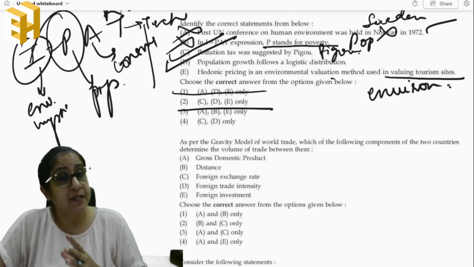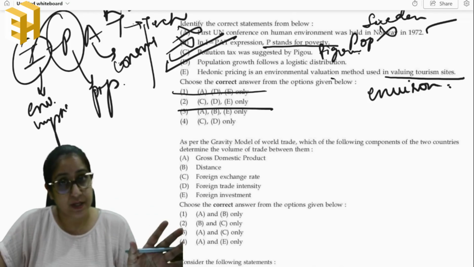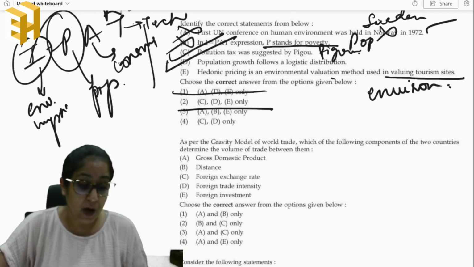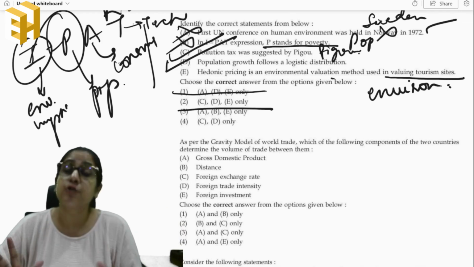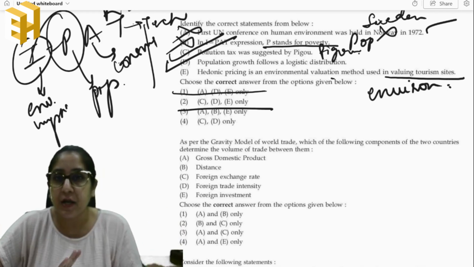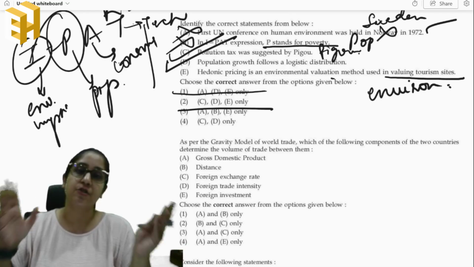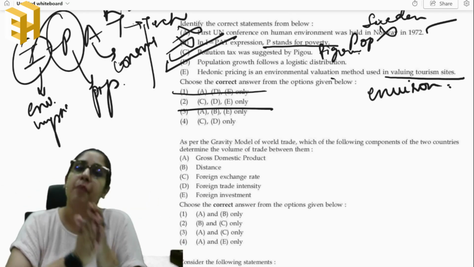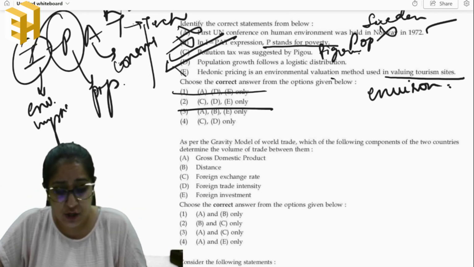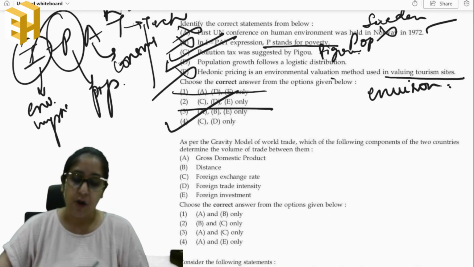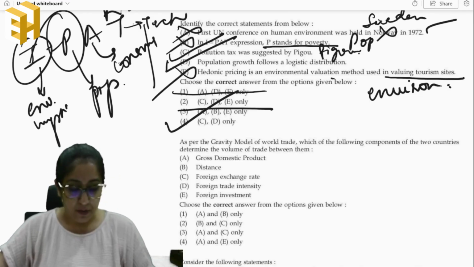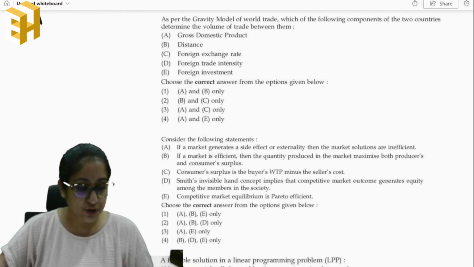Okay, that affects the marketed goods basically. So we are talking about environmental facilities or amenities and not specifically related to tourism sites. Tourism sites is just a part of it. So E is wrong, so the answer is the fourth option. Okay, moving on to the next question.